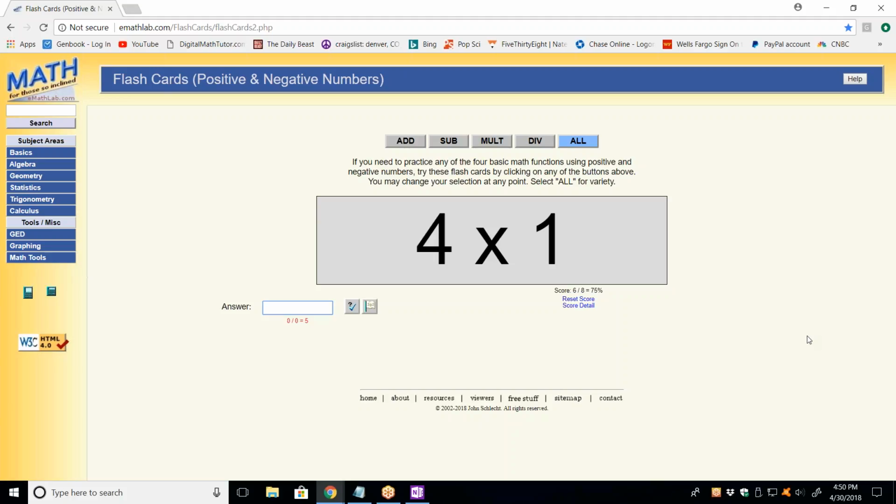Well, 0 over 0 is one of those strange things that is actually indeterminate. It's not equal to 0. It could be equal to most anything from 0 to a positive number to infinity. But it's not necessarily 0, and it's definitely not 5. But what's 4 times 1? We'll ignore 0 over 0. 4. Okay?